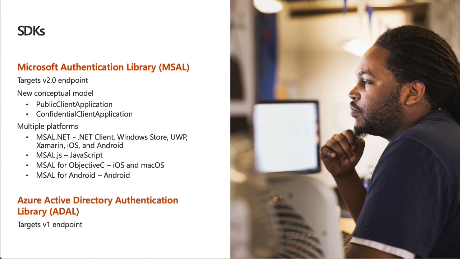It's got a new conceptual model of two different kinds of applications. One's called a public client app and one's called a confidential client app. A confidential client is one that runs in a web experience where you can put both the client ID and the secret in the application. A public client application is going to be more like a native app, where I'm not going to be able to provide the secret. I'm only going to be providing the client ID.